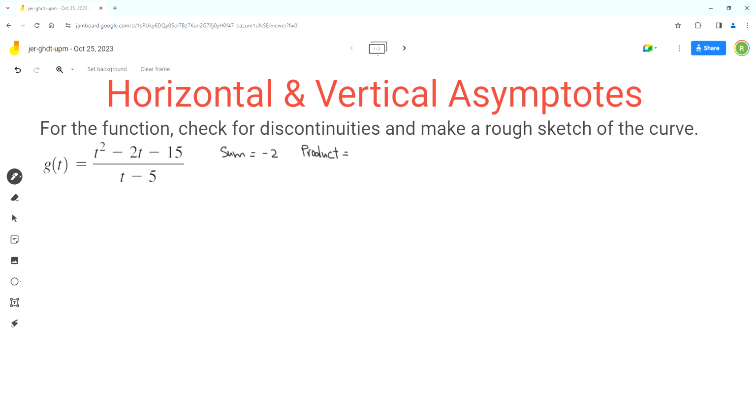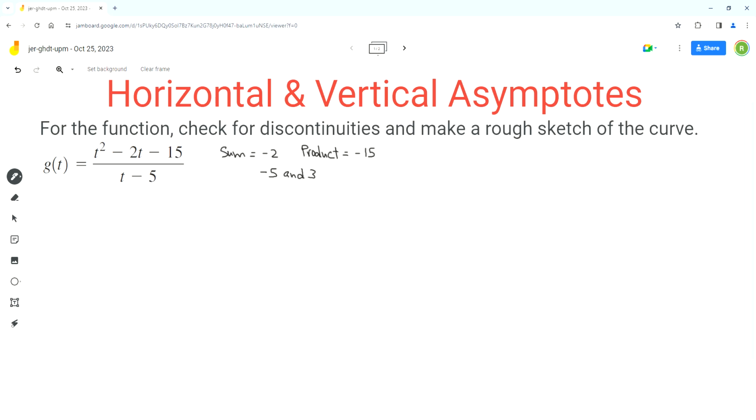is equal to -15. So the two numbers are -5 and 3. -5 plus 3 is equal to -2, and -5 times 3 is equal to -15.